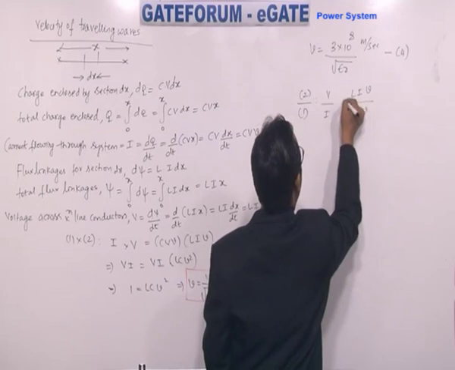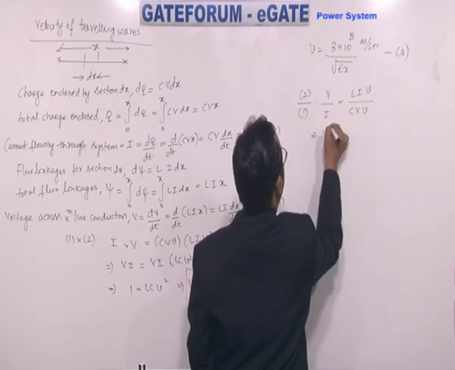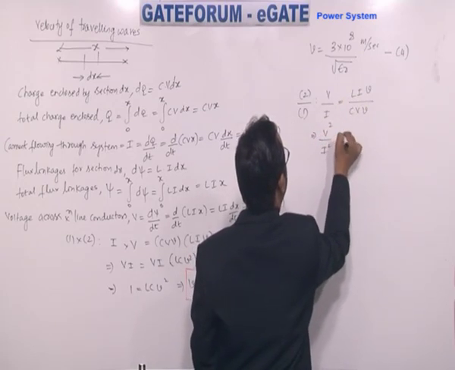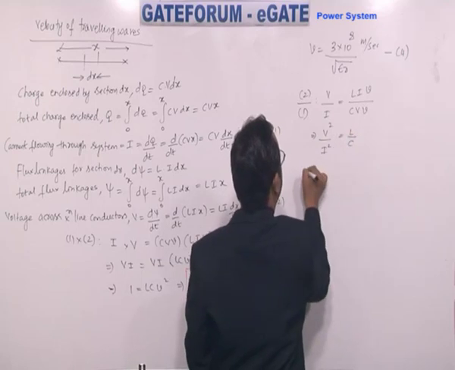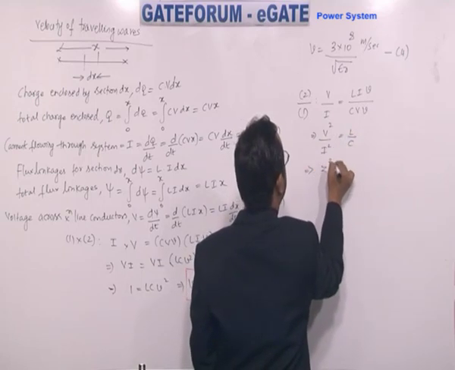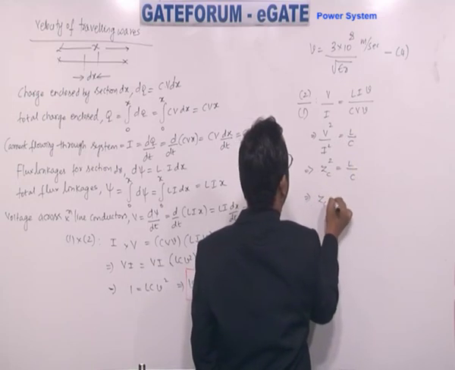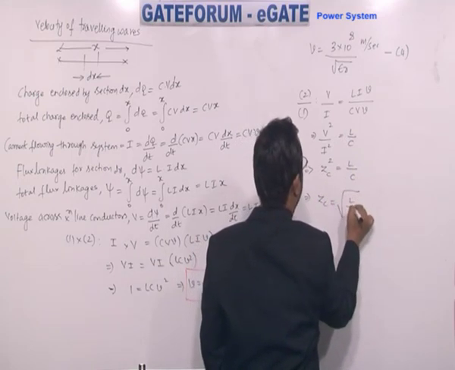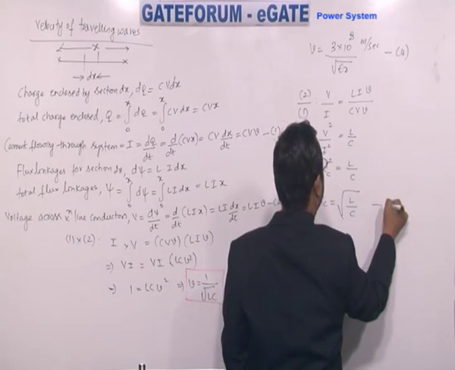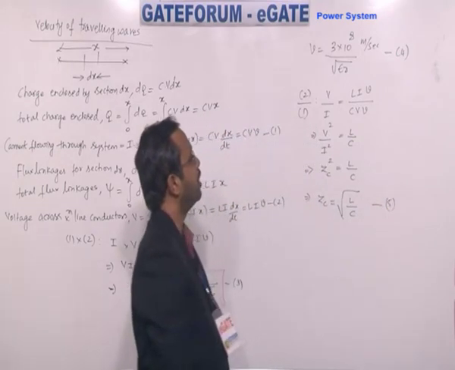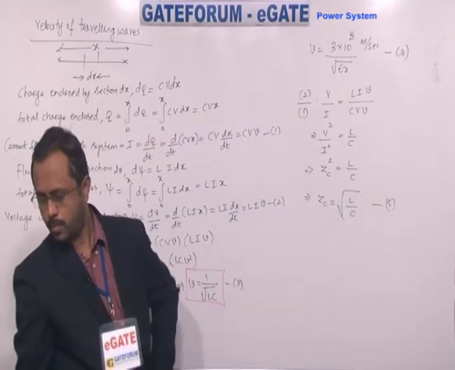Cv into V. So on simplifying, V square by I square is L by C. What is V by I? Z. Which impedance? Impedance of transmission line. So what is the impedance of transmission line? Zc, how much do you get? Under root L by C.